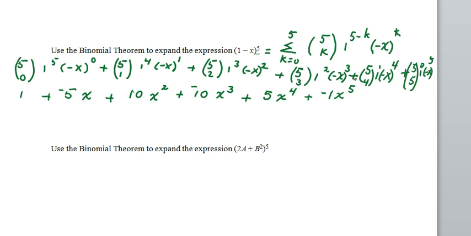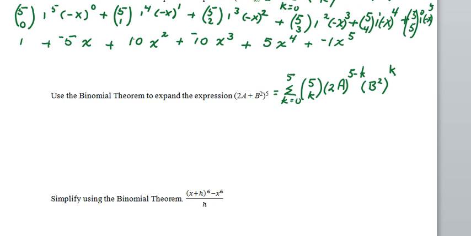For the expansion of 2a plus b squared to the fifth, we would have the sum from k equals 0 to 5 of 5 over k times 2a to the 5 minus k times b squared to the k. This is also going to give us 6 terms.